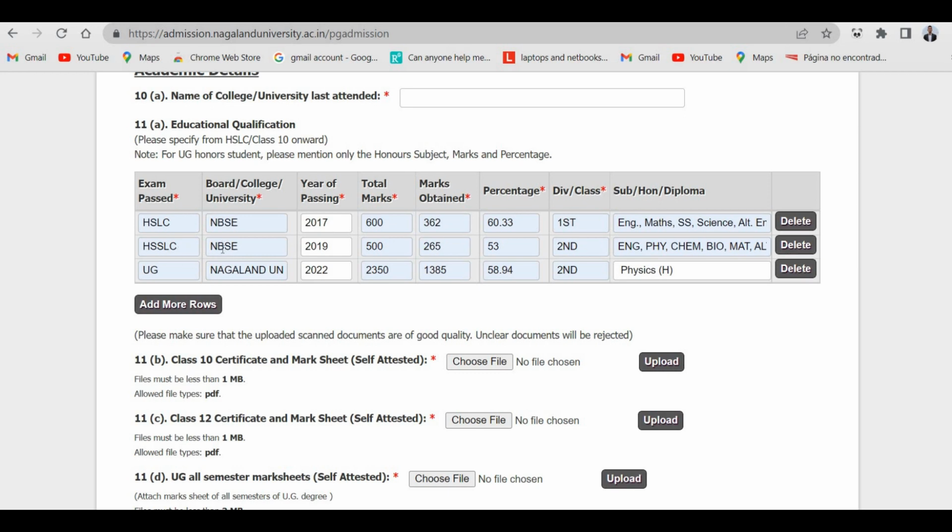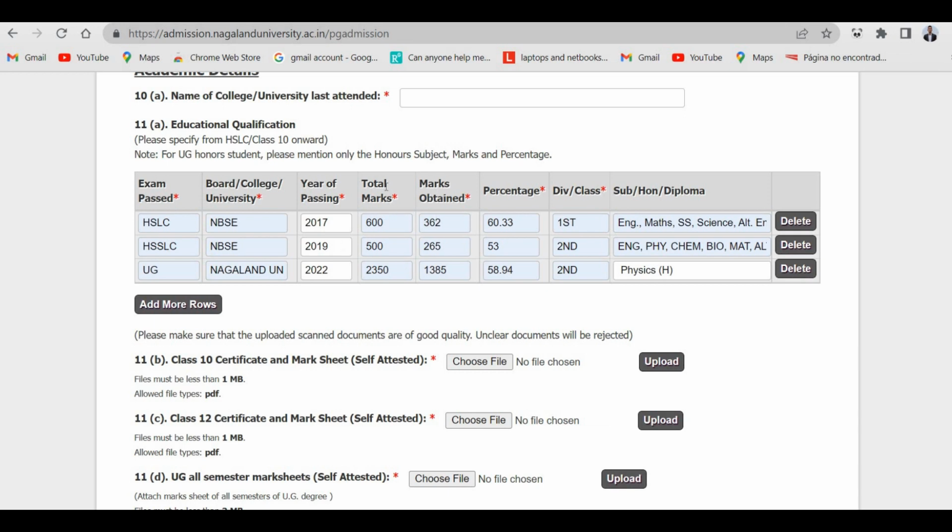If you have completed your class 12 exam, then you need to enter your details here like that. If you have completed from CBSE, you need to enter CBSE. Otherwise, if you have completed from any state board, you need to enter the name of the state board or college or university, or NBSE for Nagaland students under the Nagaland Board of School Education. And the next will be the year of passing.